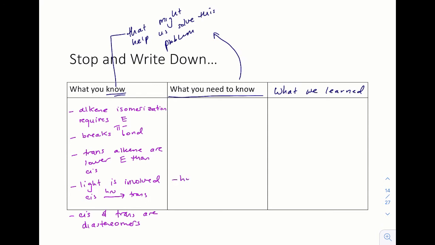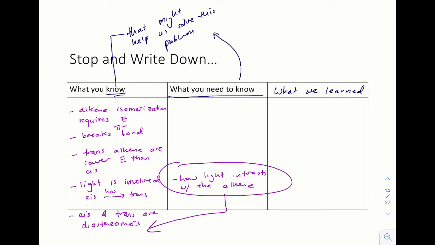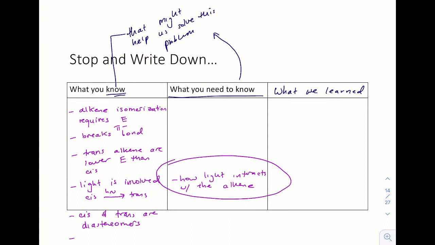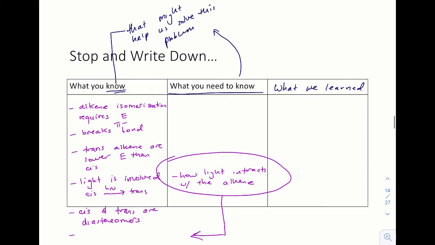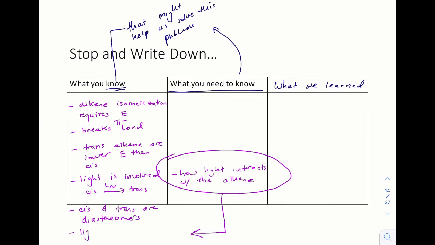Well, we need to know how light interacts with the alkene. And it's possible that some of you already know how light interacts with atoms and molecules, and that could be in what you already know. Maybe you might not know exactly how light interacts with the alkene, but you do know that light can excite electrons. Maybe that's helpful. We know that from general chemistry.